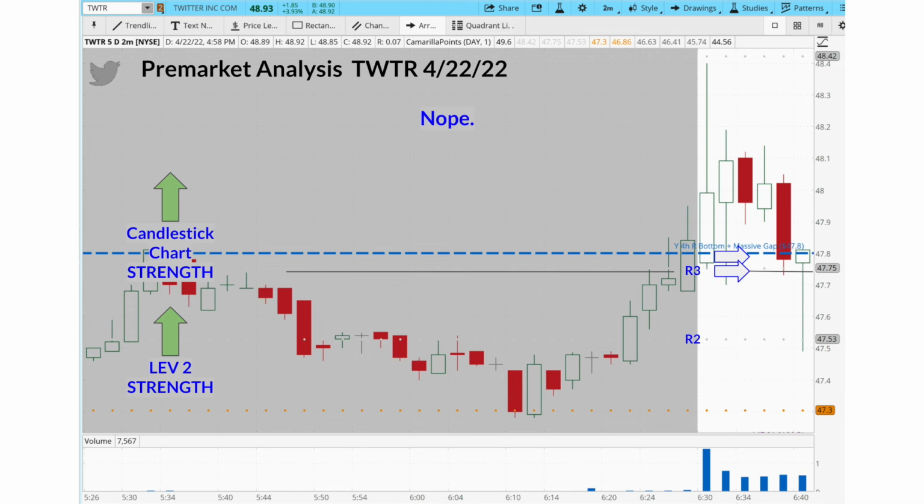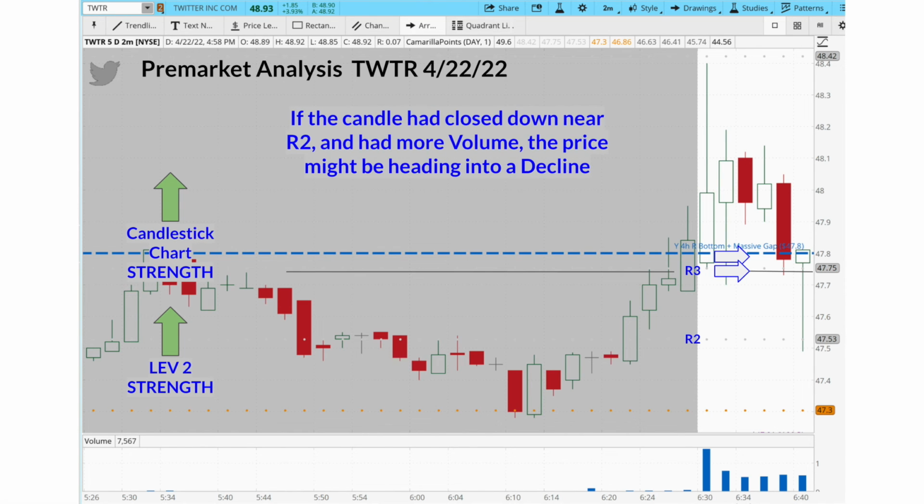No. Why? Because our overall thesis is that there's strength right now still. And we're not being stubborn about that, but we're remembering all the work we did in the pre-market and what it looks like now, right? So if the candle had closed down near the R2 and had more volume, the price might be heading into a decline. But that's why we wait for candles to close before we do anything, right? If you just try to anticipate, you're going to lose more often than win. That's my opinion. So it did not close down there at R2.